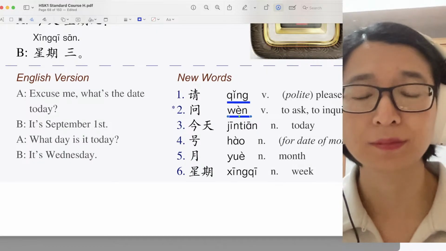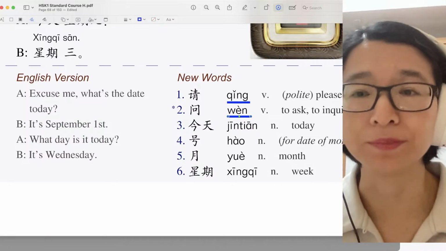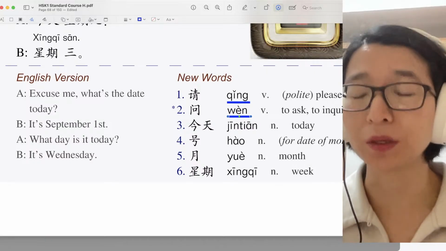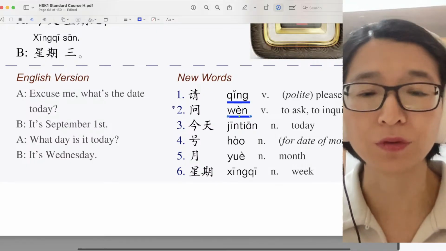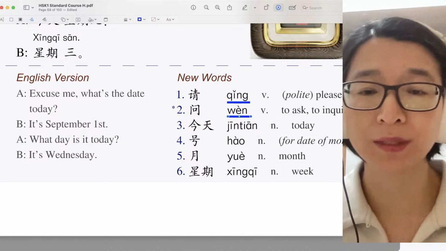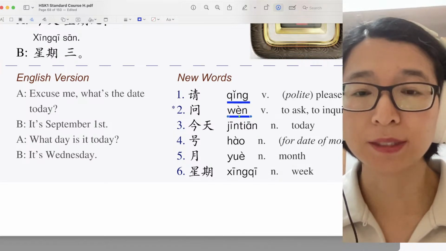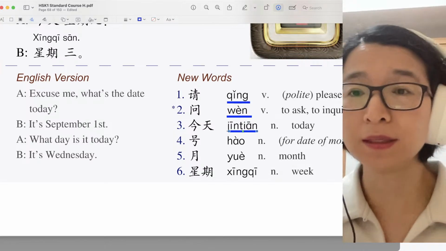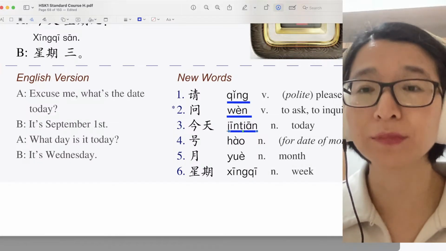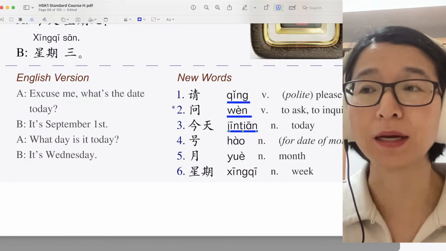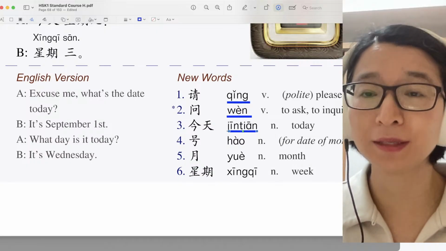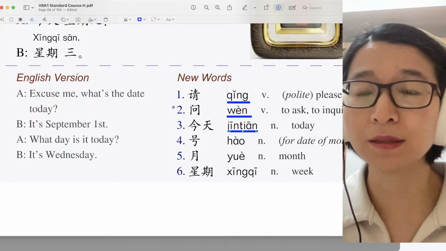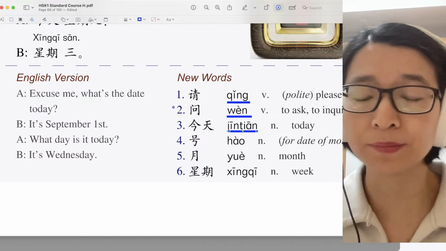Remember this word? It will make you sound very polite. 请问. And then you can start to ask a question. The next word, 今天, which is the first tone, high tone. High pitch, the highest pitch. So follow me. 今天, 今天.